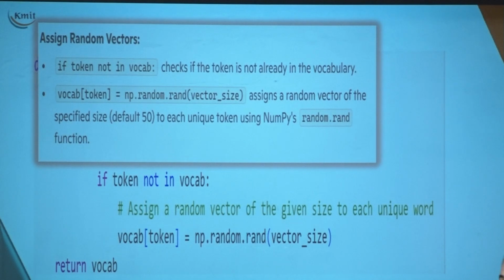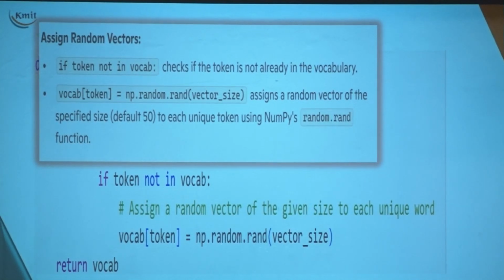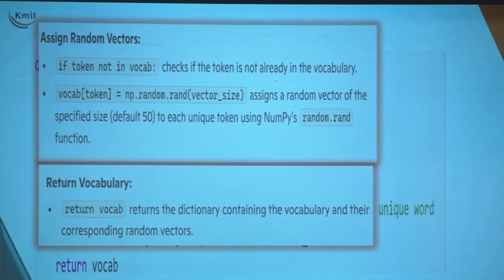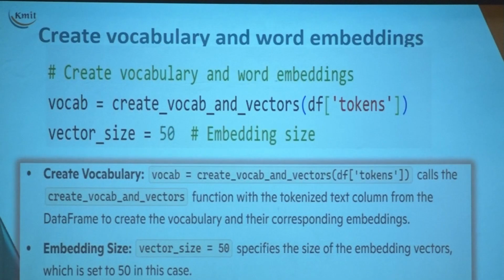And now what is it going to do? If it is not there, if it is unique, it is going to assign a random vector of specified size. What is the specified size here? 50. So it is randomly generating through NumPy, np.random.rand with the vector size that you have specified. Clear enough, guys? So vectors will be generated. And it is going to return your vocabulary, that is the dictionary that has those key value pairs as unique tokens and their corresponding vectors. Clear enough?